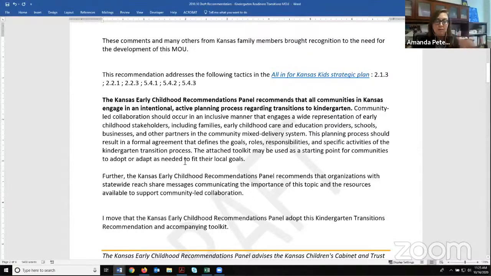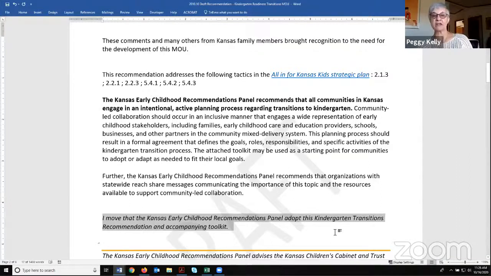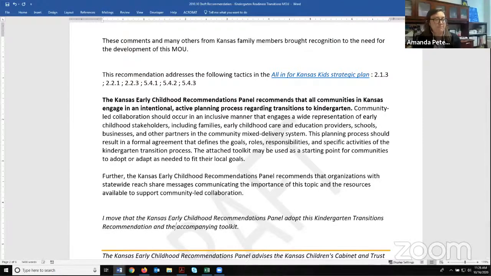So when I type this, what I imagine is that you're saying we are adopting or we are recommending this document. We're adopting this document, and I think that dissemination piece is right here, Peggy, in the text that we've got. I should highlight for everybody, I've got this open because it's the Word document open, but I'll delete the motion out of it once Peggy shares it. I move that the Kansas Early Childhood Recommendations Panel adopt this kindergarten transition recommendation and the accompanying toolkit. Do we have a second for that? Amy Gottchammer seconds. Do we have any discussion on that motion?